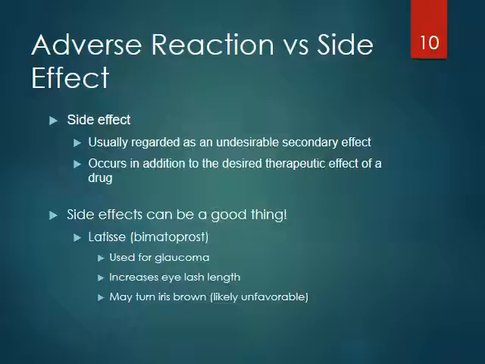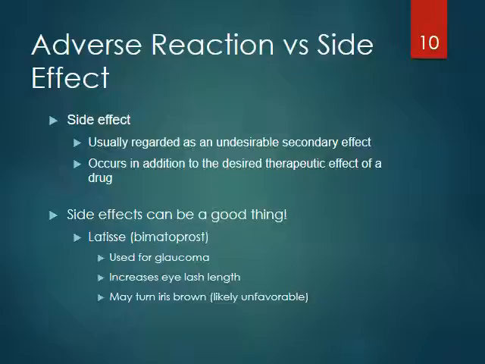Now, some side effects can be a good thing. So if you look at something like Latisse or bimatoprost, this is a prostaglandin that is originally used for glaucoma. It helps to decrease intraocular pressure. One of the side effects that they saw was actually that it increases eyelash length. So some people thought it was a really good idea to market it for this reason, so that's where Latisse comes from. It's marketed to increase eyelash length, have fuller, longer eyelashes, a desirable trait.